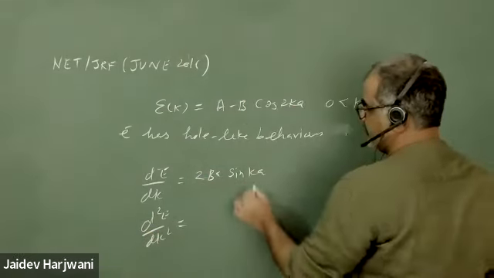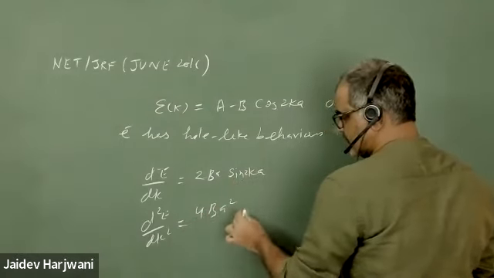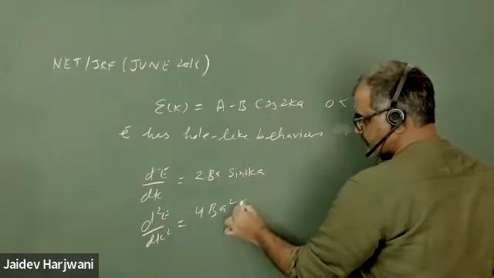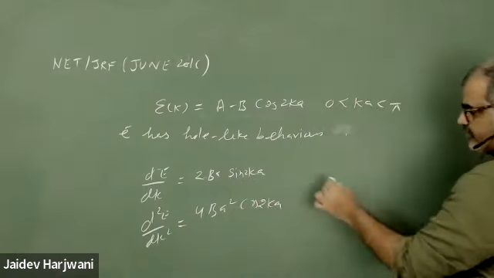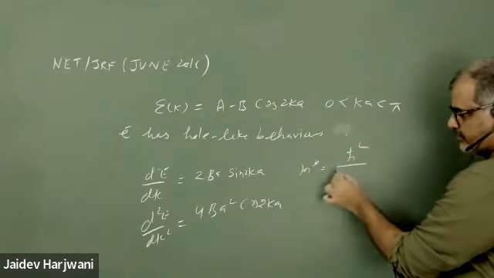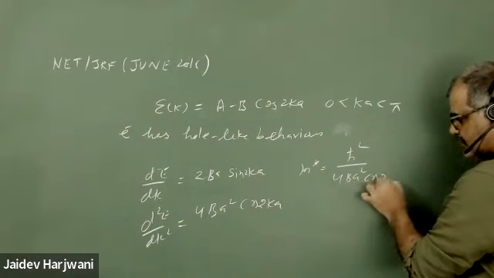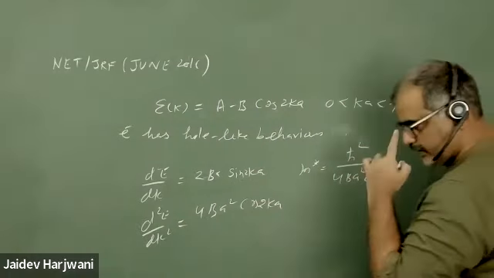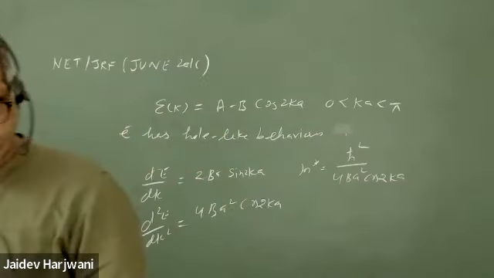okay, this will be your 4BA square. You do this one, this will be cos 2K. Okay, so my mass will now be h cut square over 4BA square cos 2K. Okay, now tell me, when will this effective mass be negative?